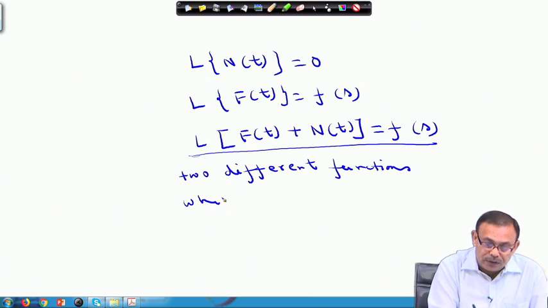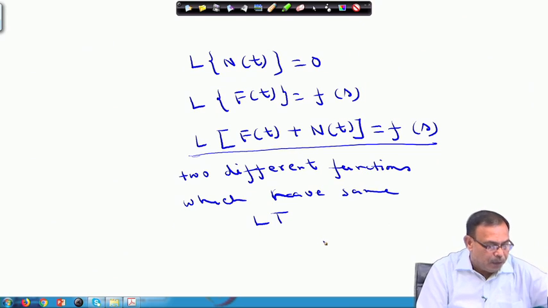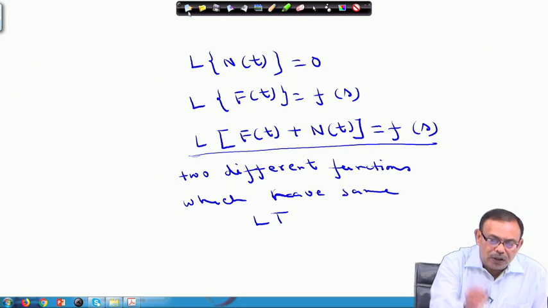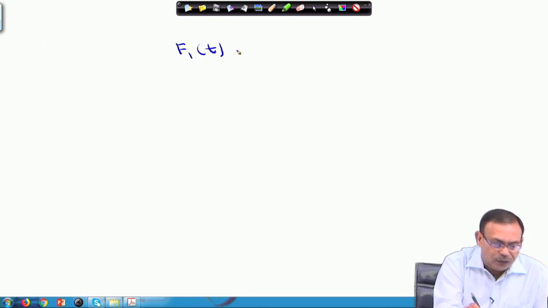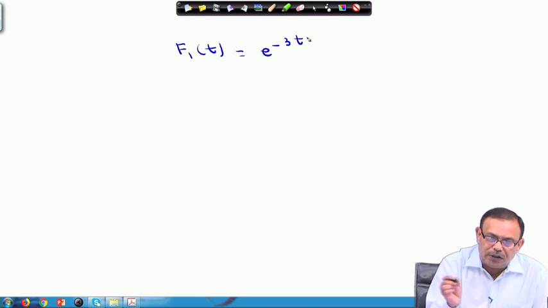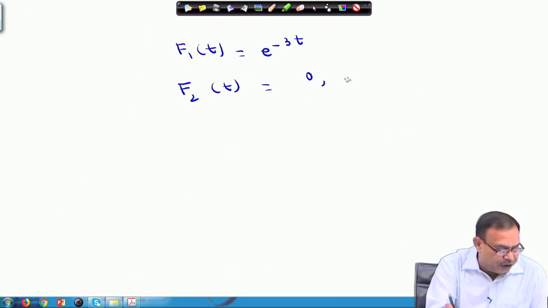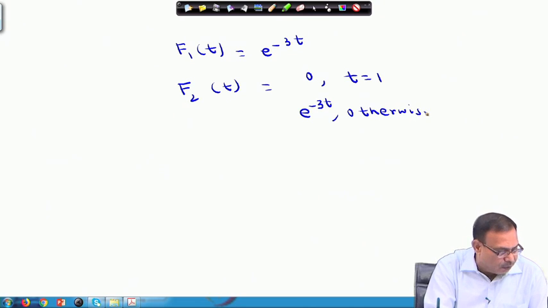You may have two different functions which have the same Laplace transform. Please note this one, that there may be two different functions which have the same Laplace transform. Just like if you consider a function f1(t) equal to e to the power minus 3t. You consider another function f2(t), which is equal to 0 at t equals 1 and e to the power minus 3t otherwise.